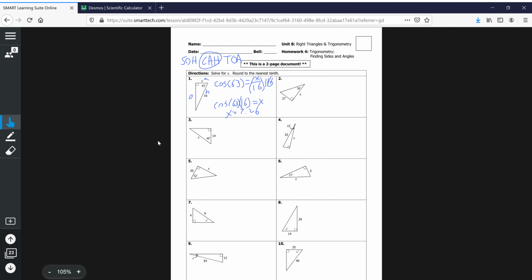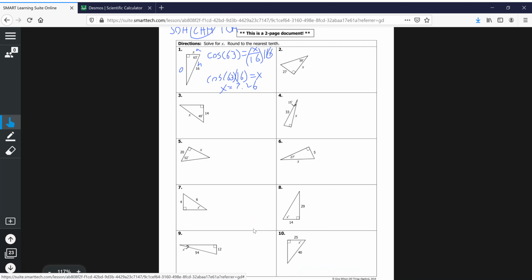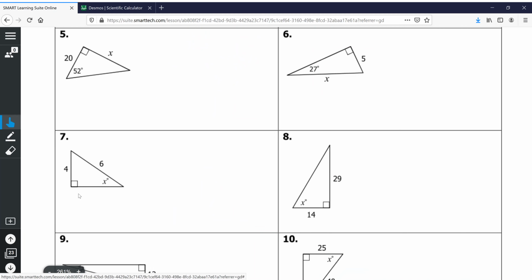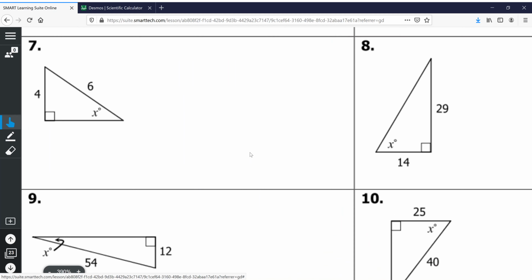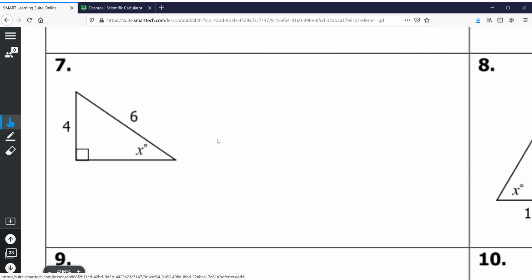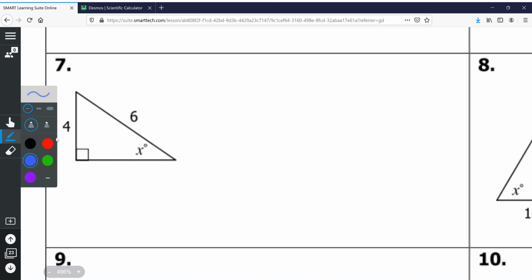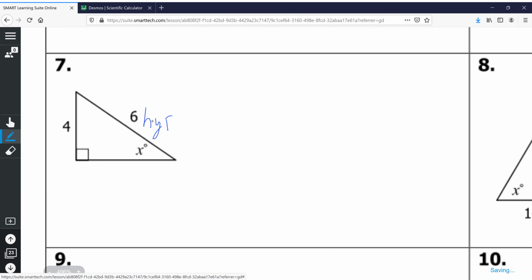Now let's explore the problems 7 through 8. Let's just start with number 7. Let's approach it the same way. Let's label our sides. This is the hypotenuse, this is the opposite, and this is the adjacent. And that's our angle, obviously. Okay. So we need to use the opposite and the hypotenuse.